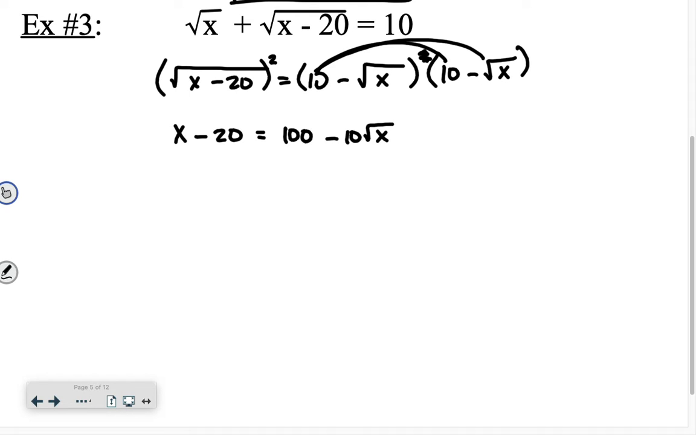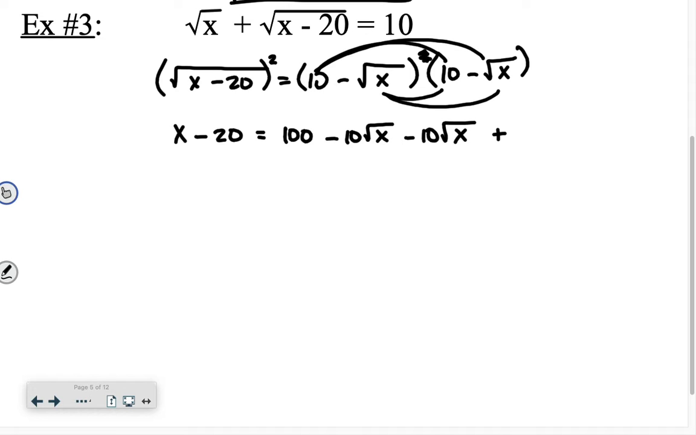Then we move over. Now I'm going to distribute the negative square root of x. When I multiply that by 10, we get another one of these, another negative 10 square root of x. And last part, negative square root of x times negative square root of x. Negative times a negative is a positive. What do we get?